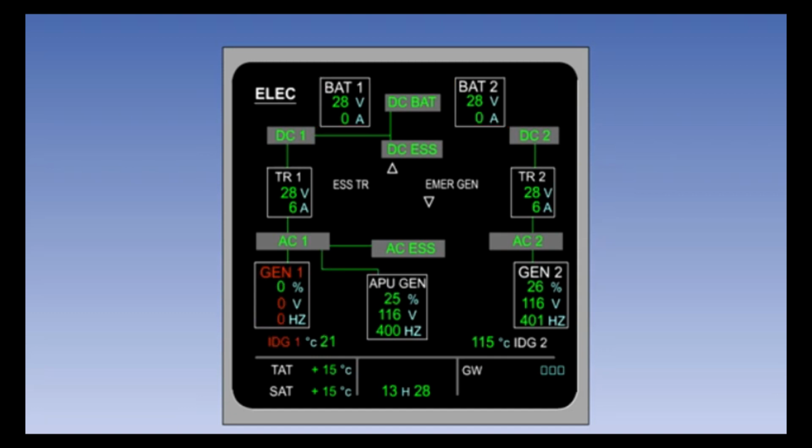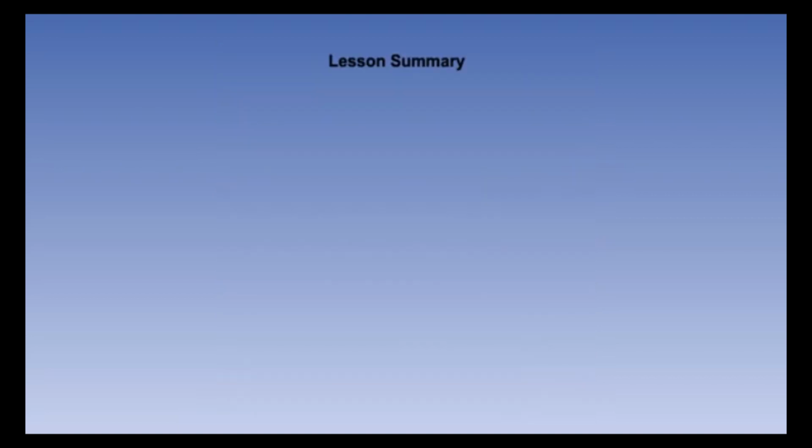In the event of a malfunction, the display will change to show the new configuration. Here, for instance, generator 1 has failed and it has been replaced by the APU generator. That is the end of the lesson.